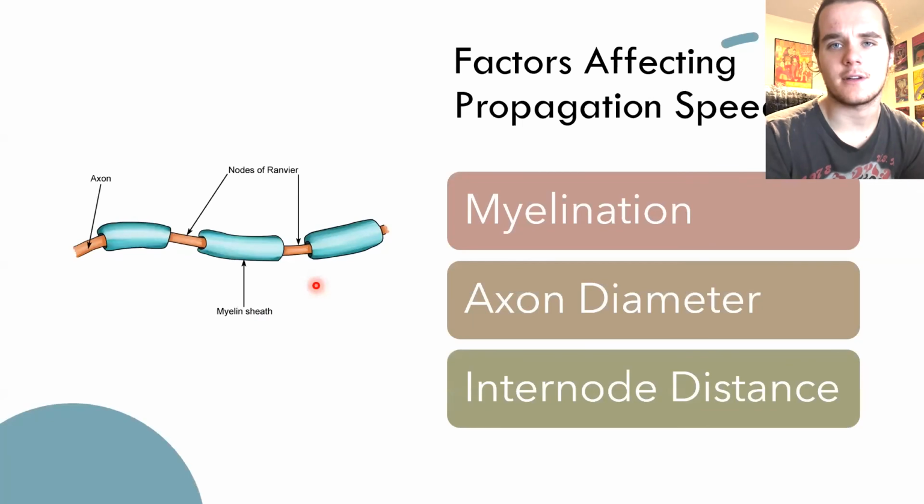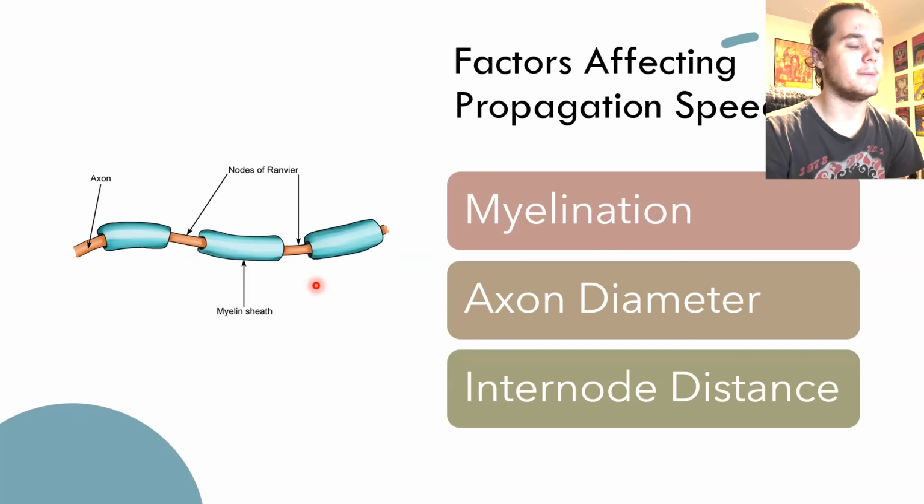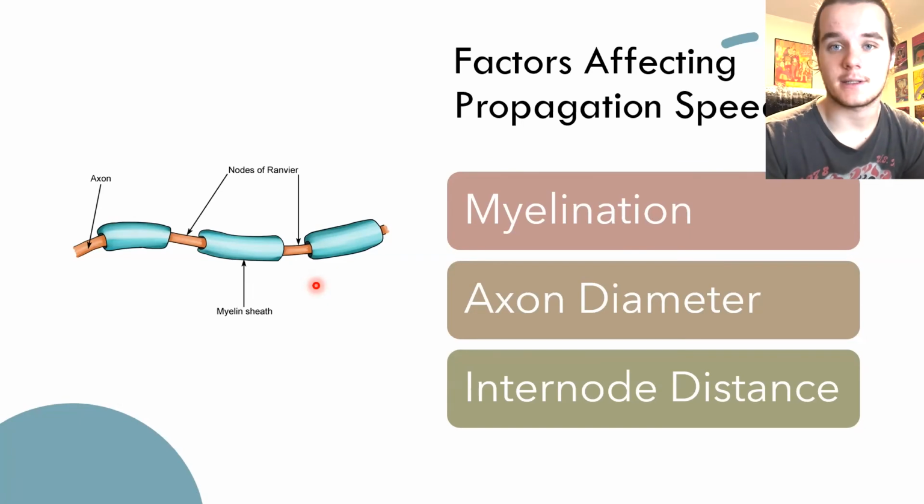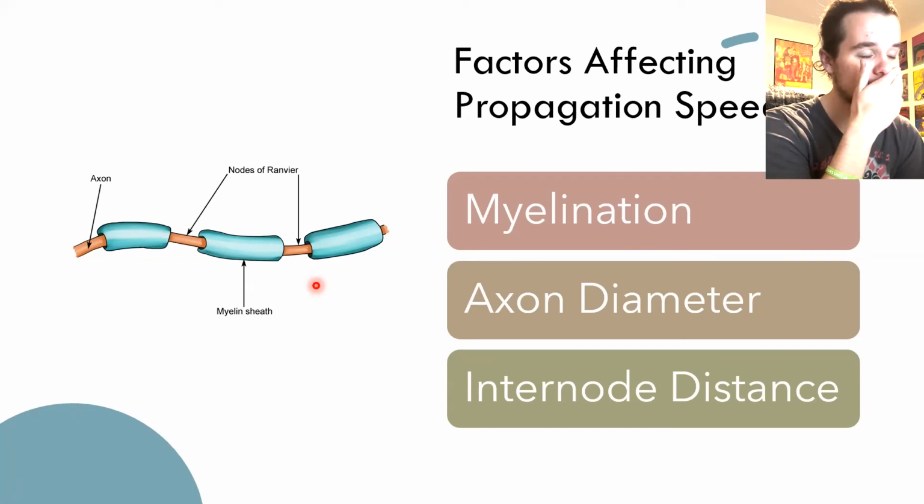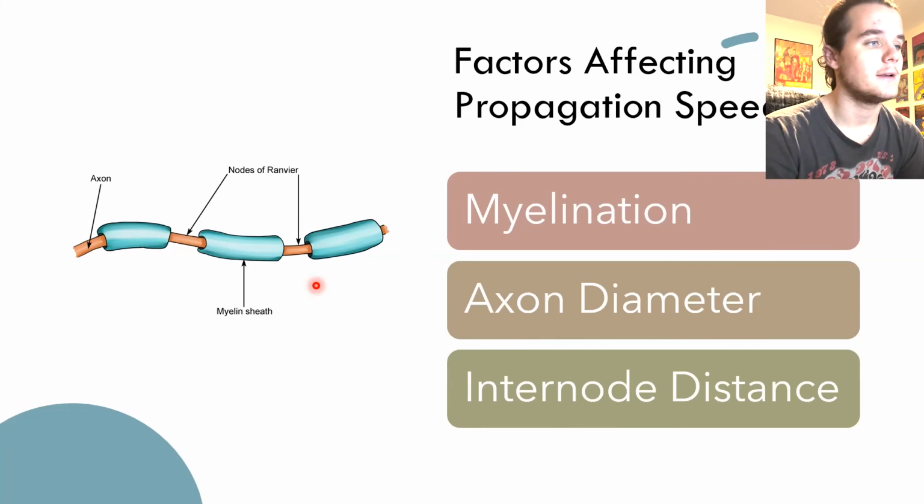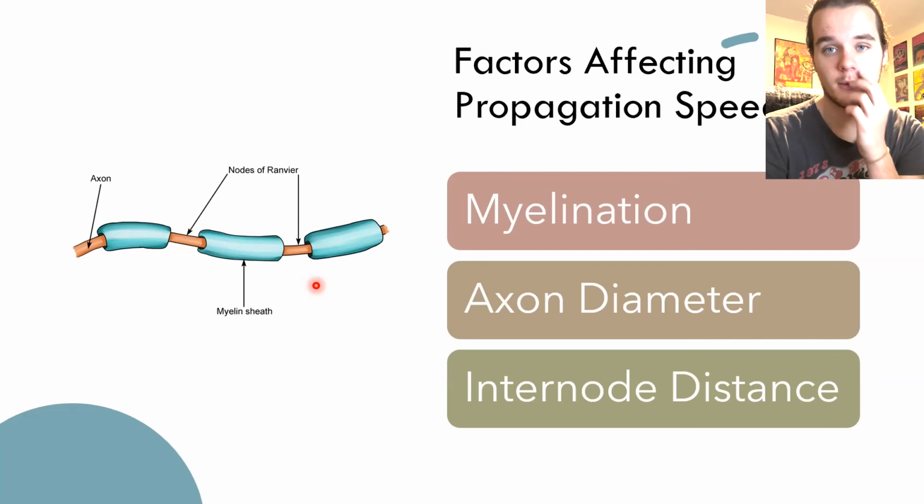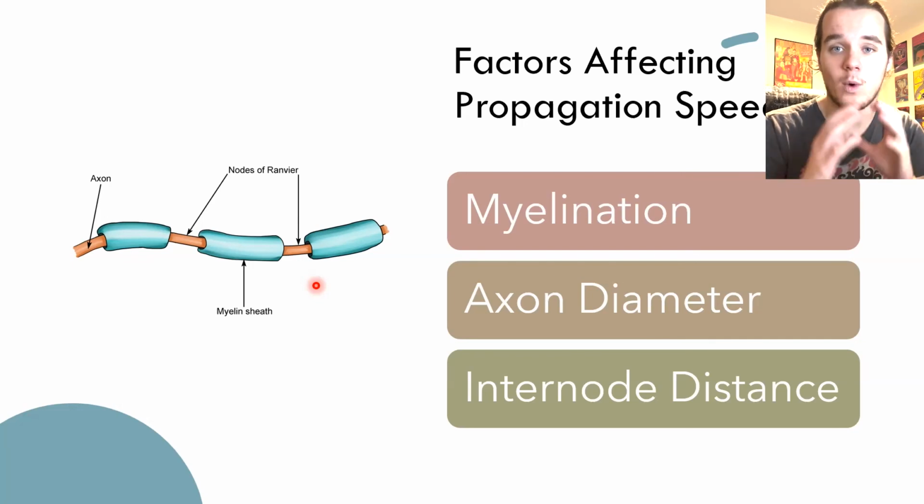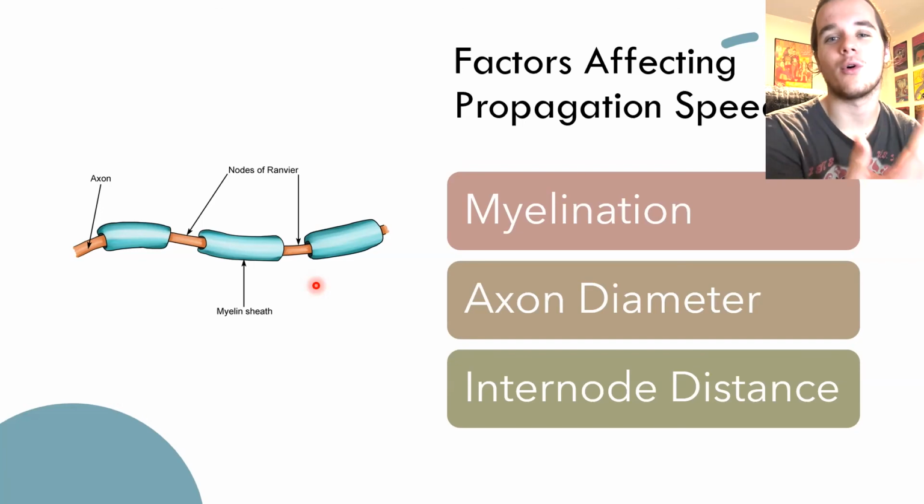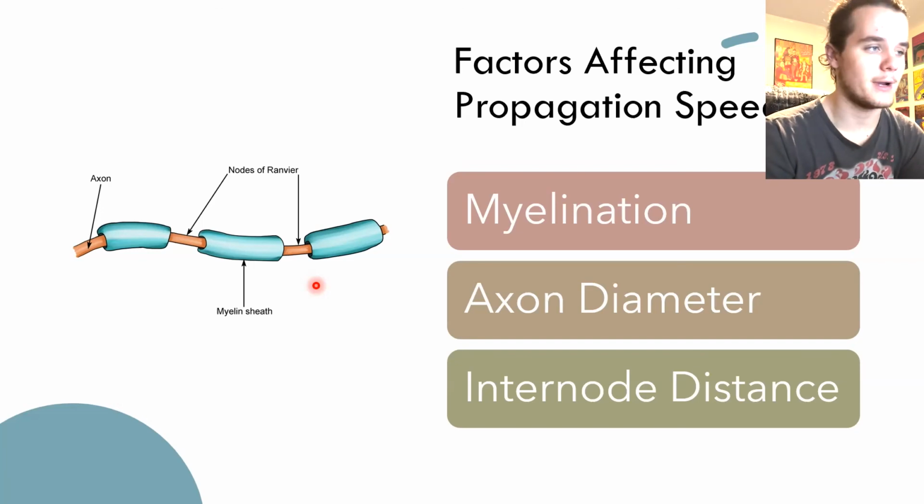What are the factors that affect propagation speed? Well, myelination, for one, right? It has higher conductance around the axon, so the conduction velocity is greater. The axon diameter also helps, right? Imagine you have a wide pipe and a really thin pipe. There's a lot less resistance for the water flowing through the big pipe than there is for the little one. You can get more current through the bigger pipe, right?